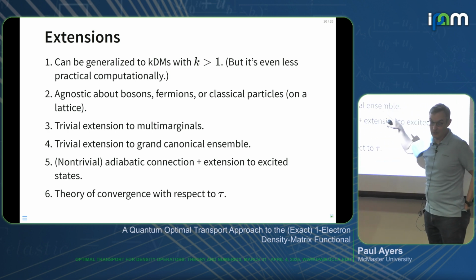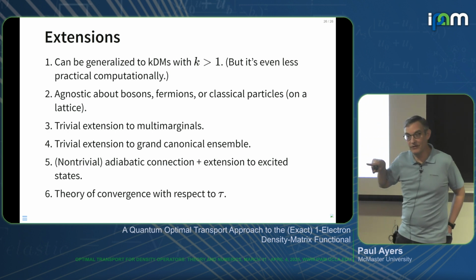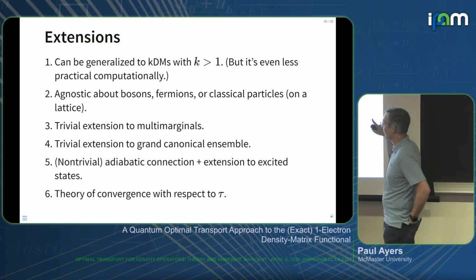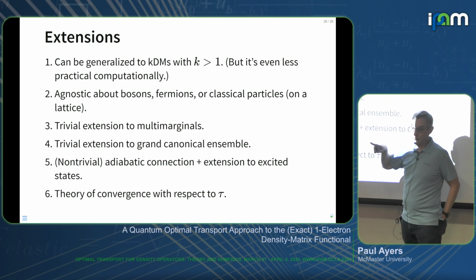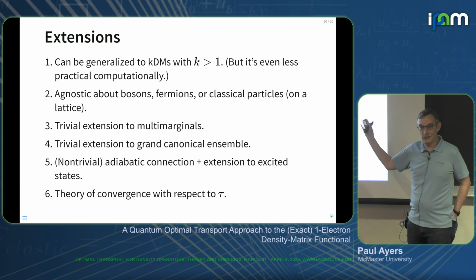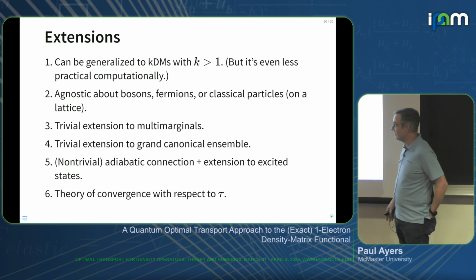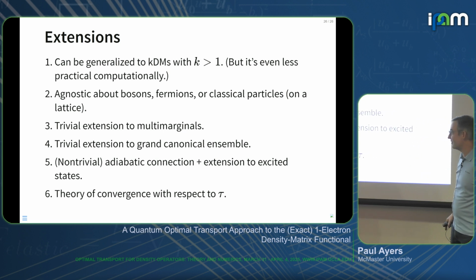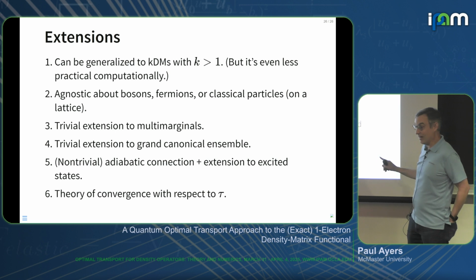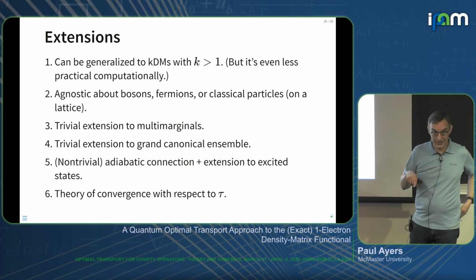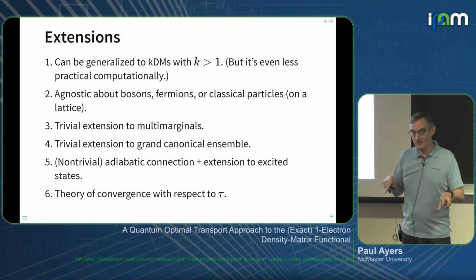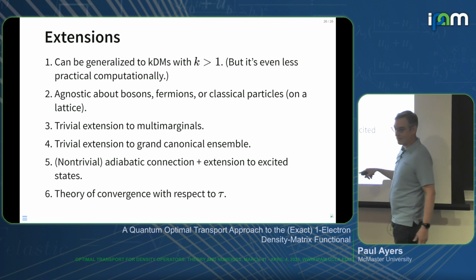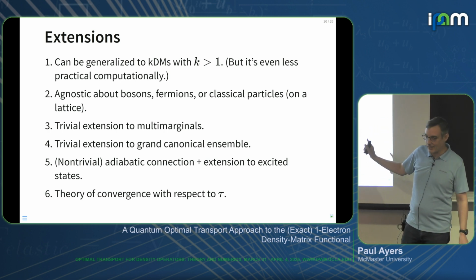This theory doesn't care about bosons, fermions, whatever. And in fact, together with Natalia and other people, we're working on the boson case and the nucleon case and other cases. So the theory goes through. It's trivial to extend it to multi-marginals. It's trivial to extend it to the grand canonical ensemble. It's non-trivial to construct an adiabatic connection, to think of some reference state that you can map where the reference state is easy to solve, and to extend that to excited states, but we've, I think, pretty much figured that out at this stage.